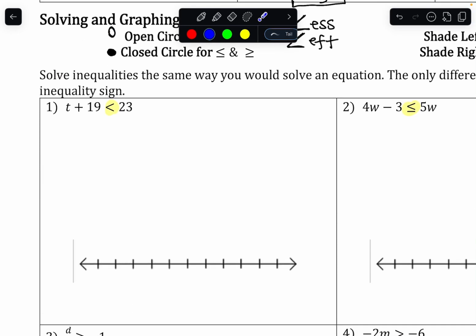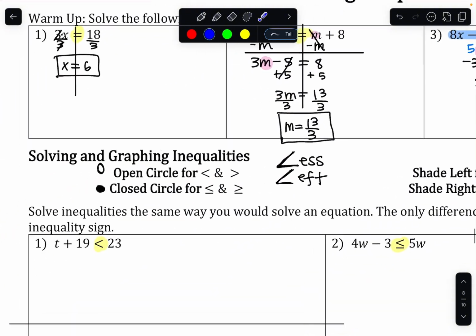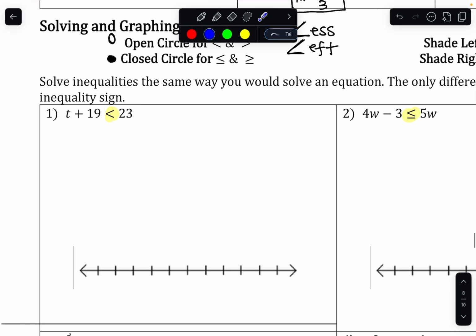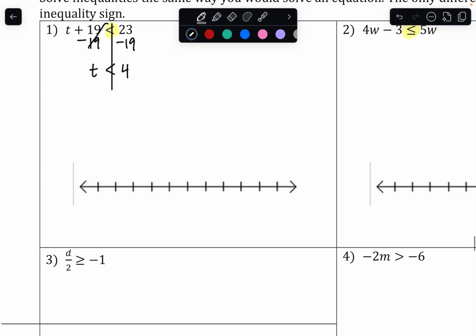Okay, and so we're going to solve each of these inequalities similar to the same steps we just did above, only we really have to keep track of the inequality. Okay, and so for number 1, we only have one step, and it's to subtract the 19 from both sides. And so that gives me t is less than, not equal to, but less than whatever 23 minus 19 is. I believe it's 4. So t is less than 4.